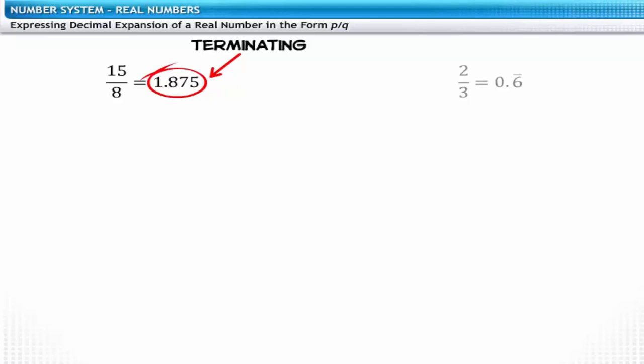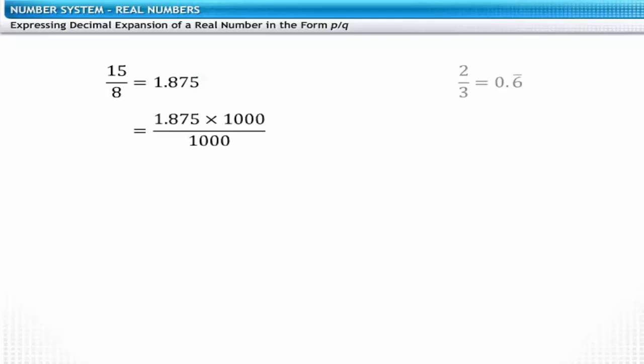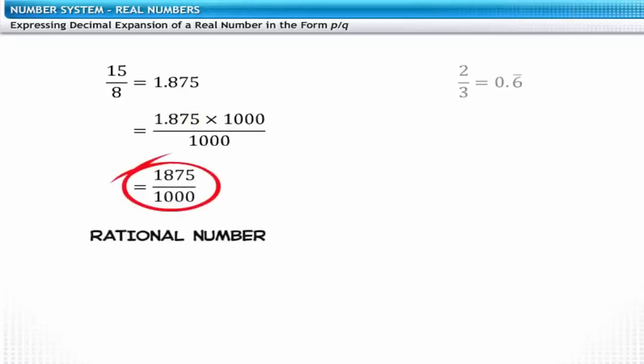Converting a terminating decimal into a fraction is very simple. Multiply and divide the decimal by 1000, since there are 3 digits after the decimal point. The obtained fraction is a rational number.